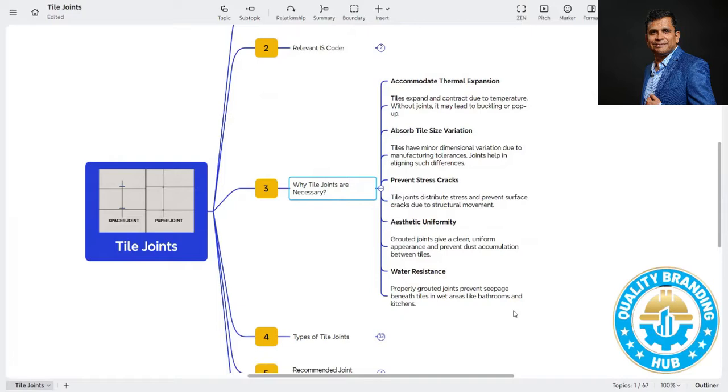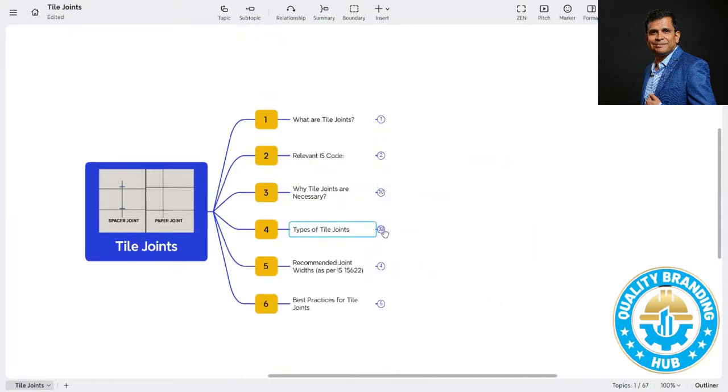Now, what are the different types of tile joints? There are different types of joints we use in construction. We have already covered what tile joints are, the relevant IS code, and why tile joints are important. Now, types of tile joints in construction.